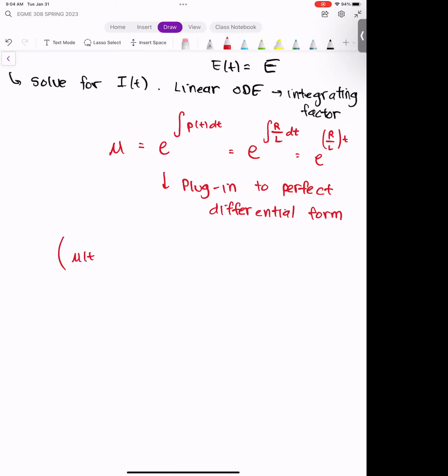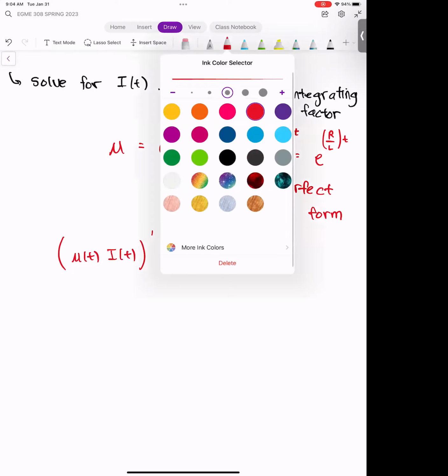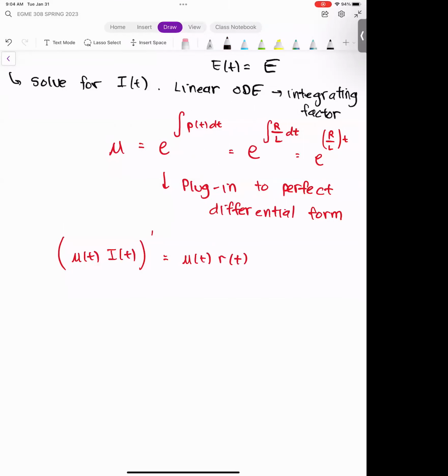So we have L times (I of t) prime. Remember, that was the whole point of the integrating factor, so that we get a perfect differential on that side. This is equal to mu of t times r of t. All right, so let's plug in for mu.